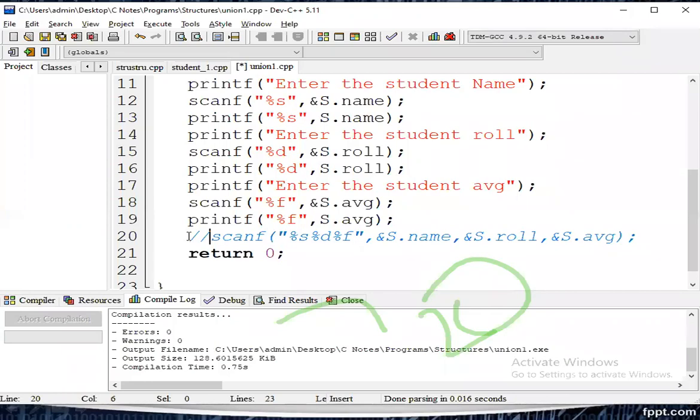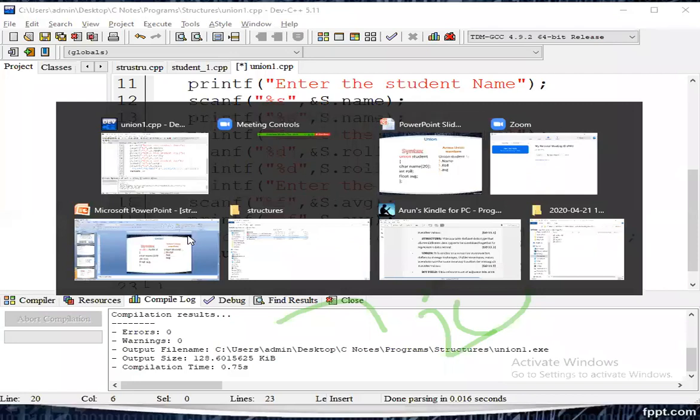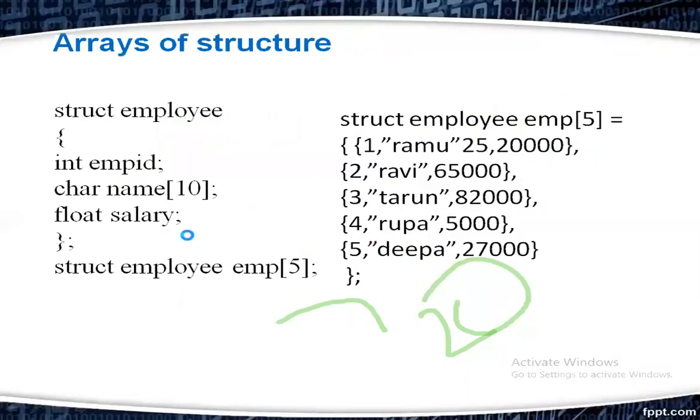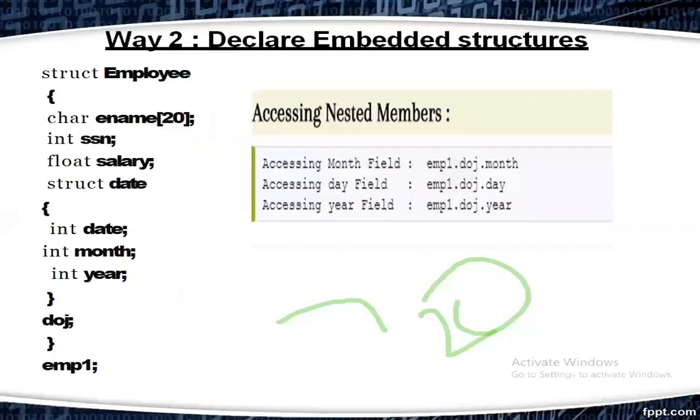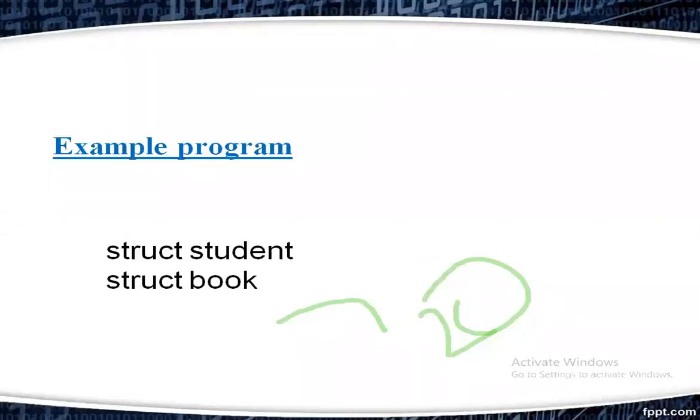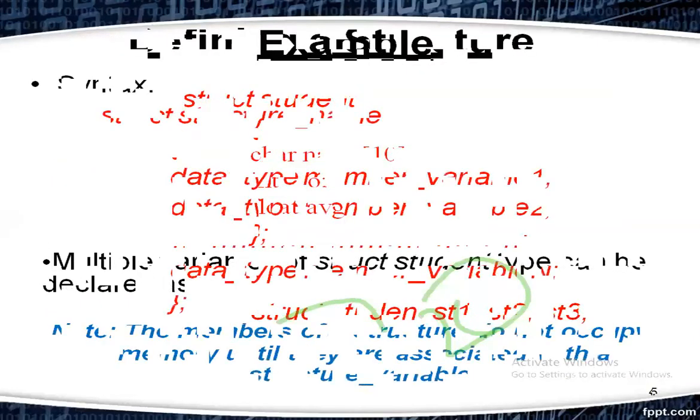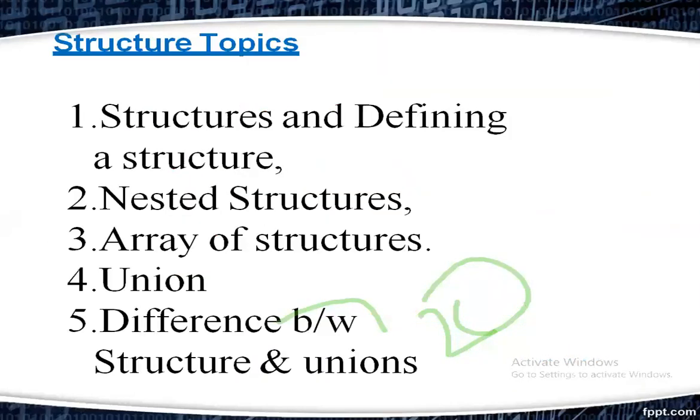Okay, now I conclude my session. What points did we discuss in this total structure topic? Structures and defining a structure completed. Nested structure, arrays of structure, union, and the difference between structure and union. In that way, structures are totally completed within this session.